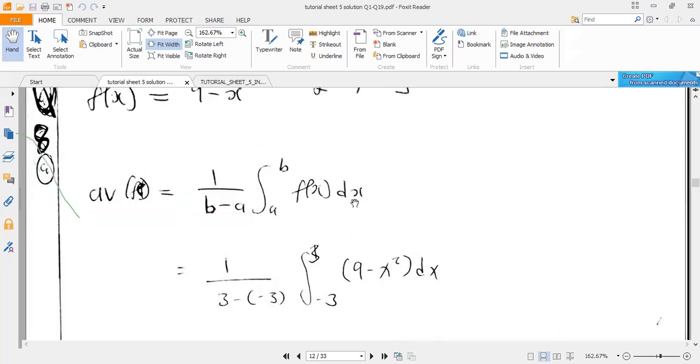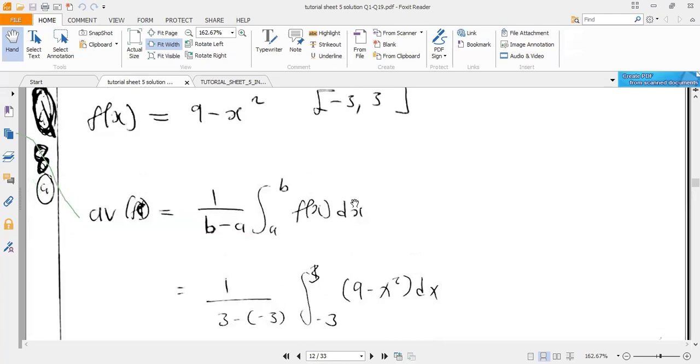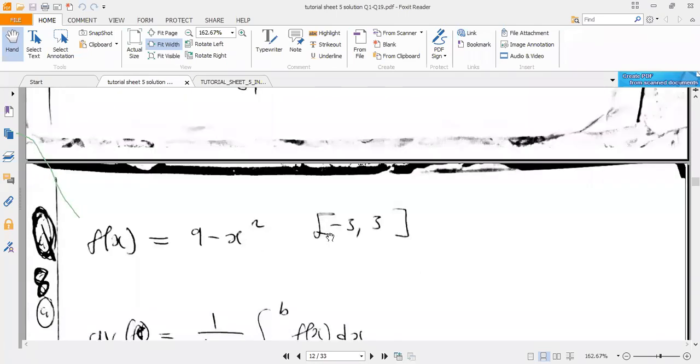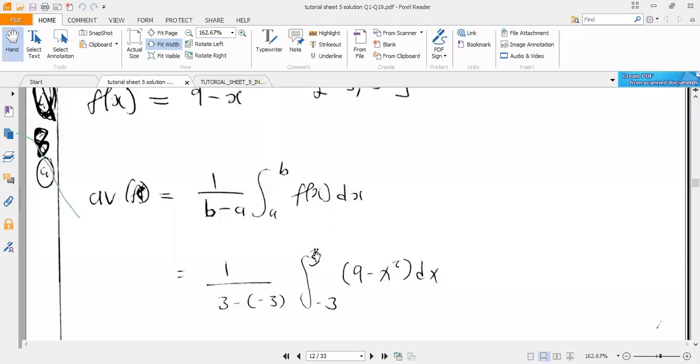Then from here, what you do is that most of the data is already given in the question. So now that our function is given, our f of x is 9 minus x squared, which is here. Then we have the interval of a to b, which is negative 3 to 3, which I've already shown here. Then b is 3, a is negative 3.